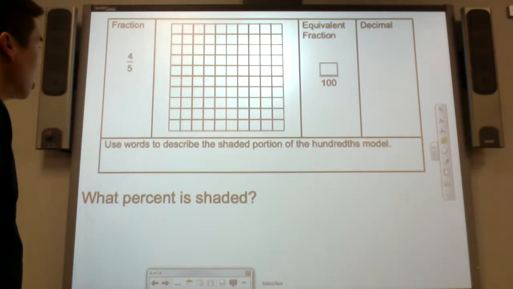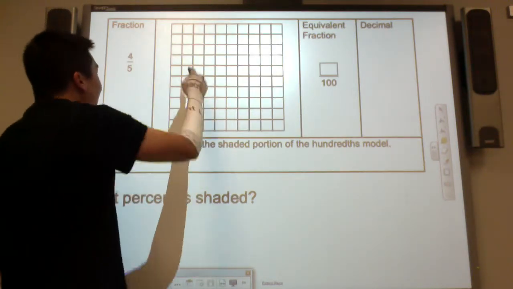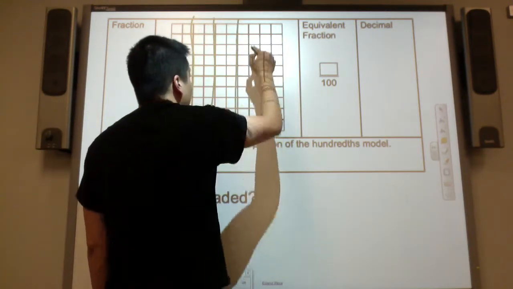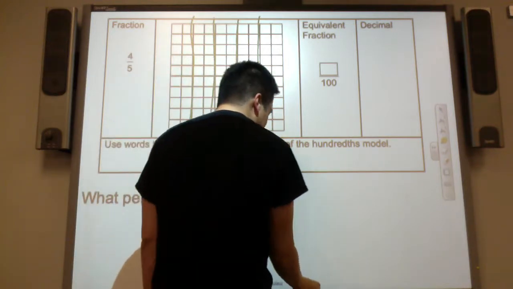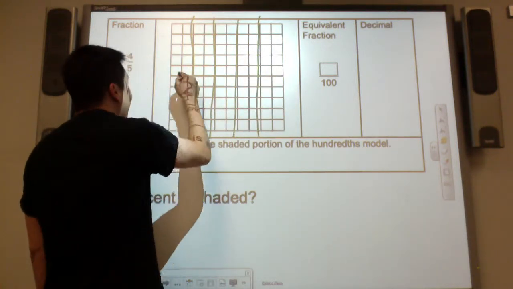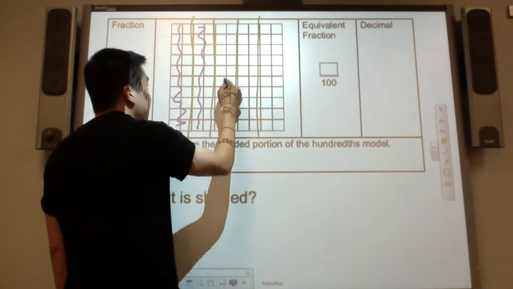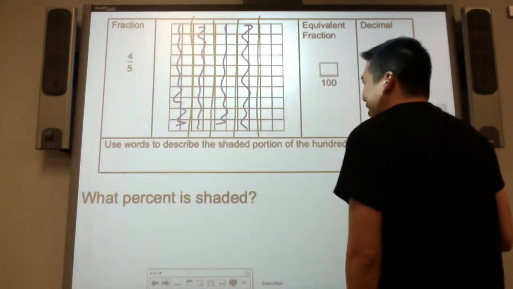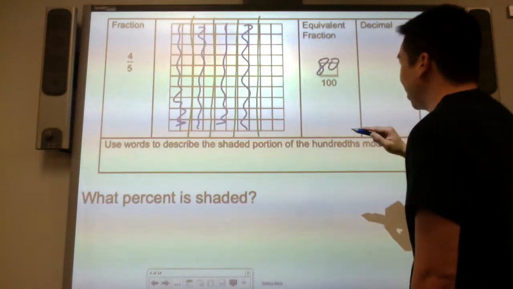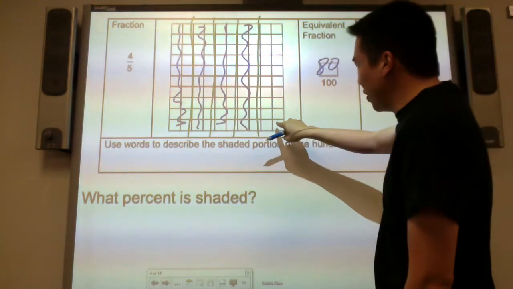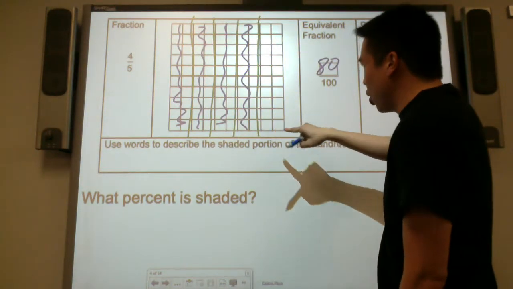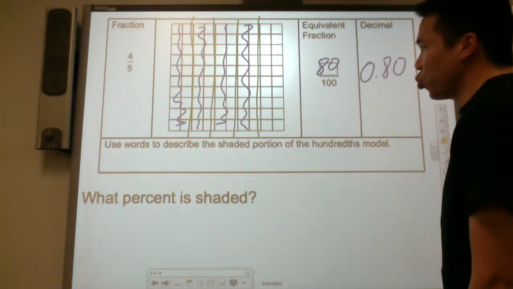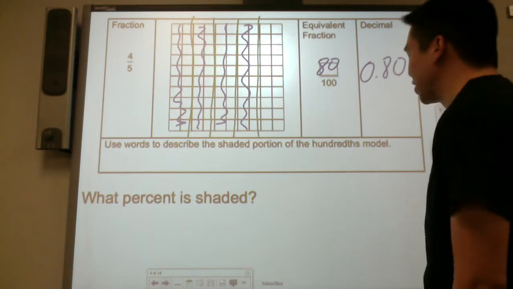Next question. So let's do more gridding. So I have 100 squares here. I want to break it off into 5 sections. I would like to shade in 4 of the sections. So of the 100 squares, how many did I color? 80 of them, 80 out of 100. If each one of these represents 1/100th, what is our decimal? 0 and 80 hundredths.